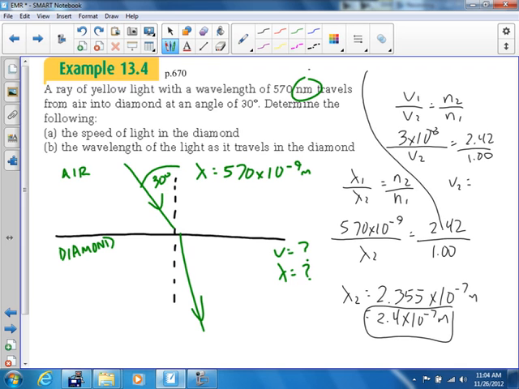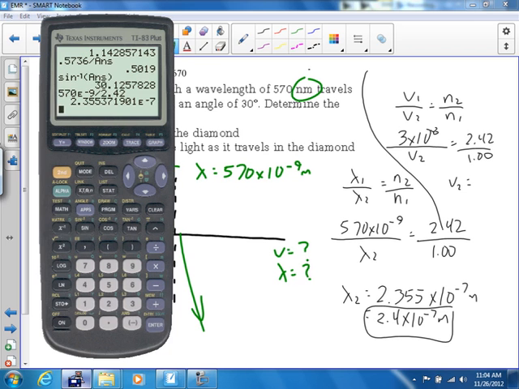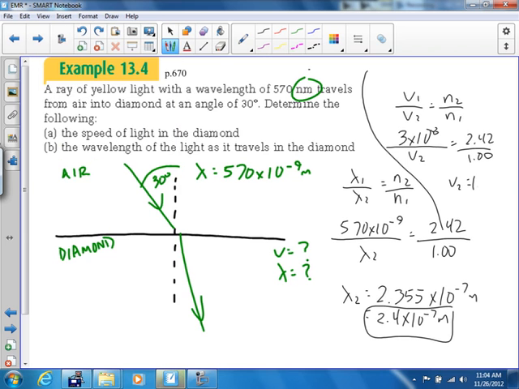So V2 basically becomes, the 1 goes up, the 2.42 goes down, V goes up by multiplying. It basically becomes 3 times 10 to the 8 divided by 2.42. You get 1.2 times 10 to the 8. Look how much light slows down when it goes into diamond. Like, that's pretty dramatic, right?